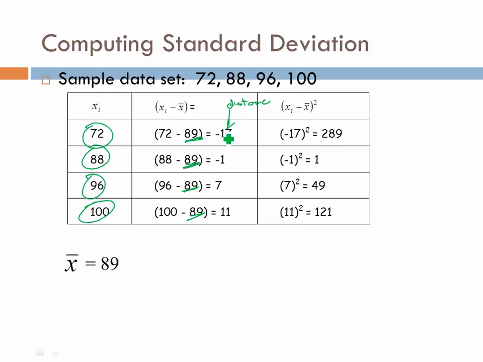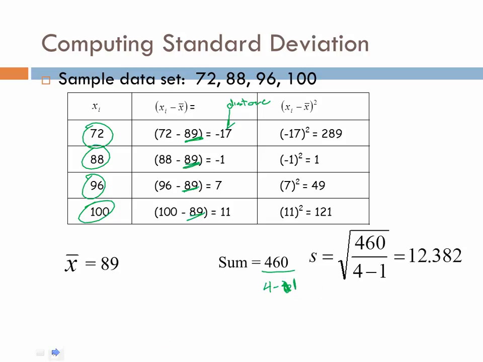Well, we want all those distances to be positive. So what they do is they square all the values to make them positive, and then they'll go ahead and take the square root of the sum of these values divided by the amount of these values minus 1. So they'll take this 460, they'll add them all together, they'll divide it by 4 minus 1, and then they'll square root it.